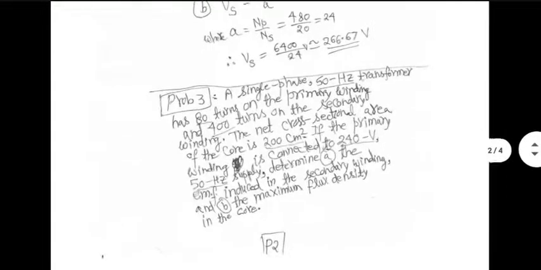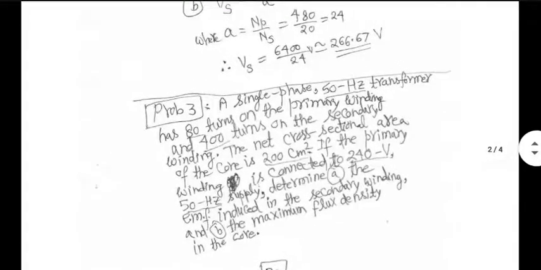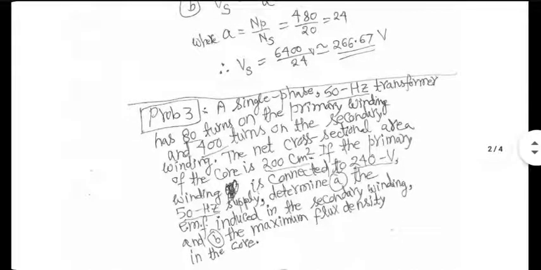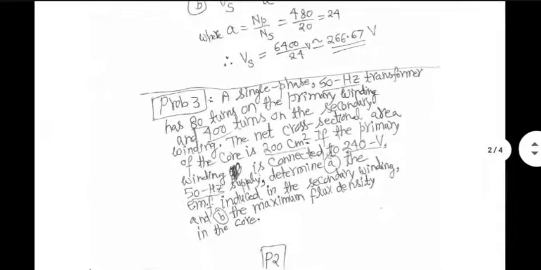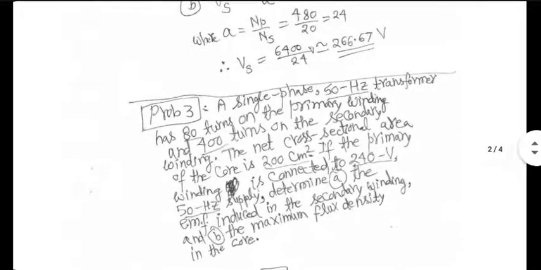More of the same type. A single phase 50 Hertz transformer has 80 turns on the primary winding and 400 turns on the secondary. The net cross sectional area of the core is 200 centimeters square. If the primary winding is connected to a 240 volt 50 Hertz supply, determine the EMF induced in the secondary winding and the maximum flux density in the core. I think it should be straightforward, not a big issue.